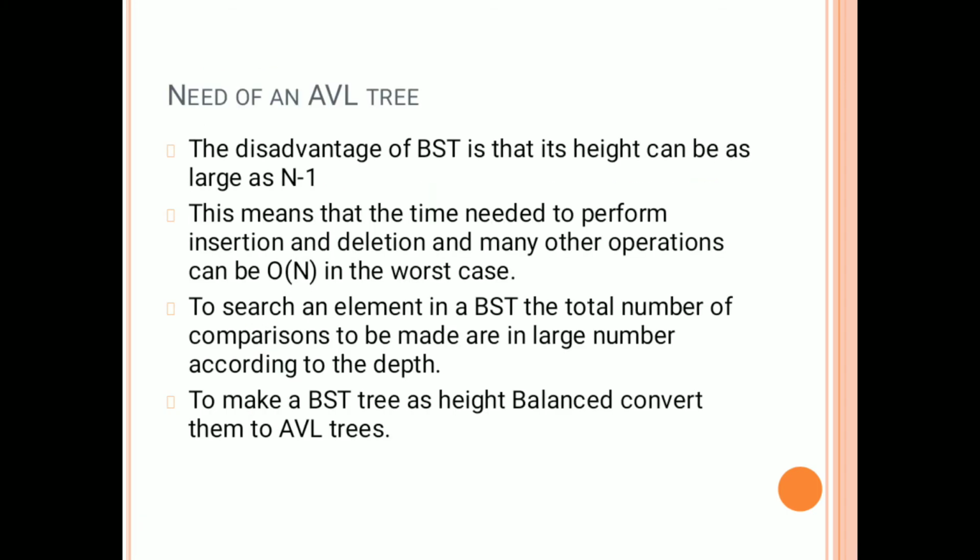The disadvantage of a binary search tree is that its height can be as large as n-1. This means the time needed to perform insertion, deletion and many other operations can be order of n in the worst case. To search for an element in a binary search tree, the total number of comparisons can be large according to the depth of the tree. To make a binary search tree height balanced, we can convert it into an AVL tree.